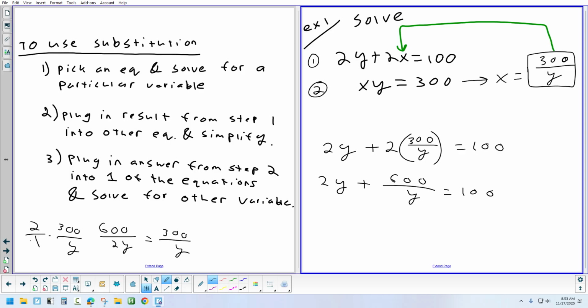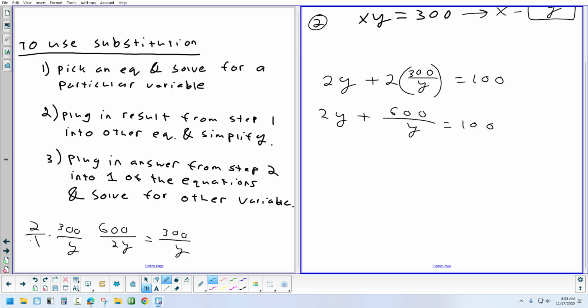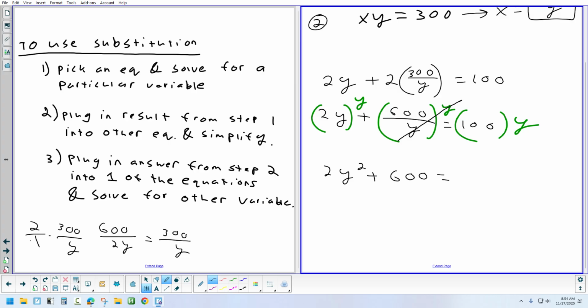Now it's going to be easier to solve that equation if we don't have a fraction in it. So what could we do to get rid of the fraction? What would you multiply by? Yeah, so let's multiply everything by y. What do you get if you multiply the first term by y? 2y squared. And in the second term, the y's are going to cancel out, so we just have 600. And on the right side, it's 100 times y.